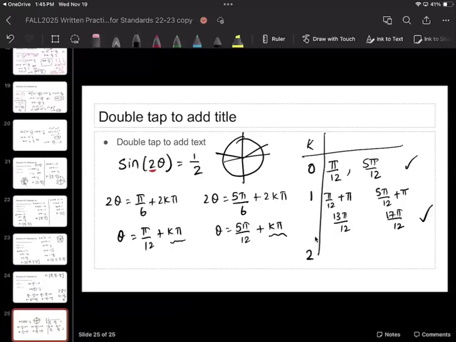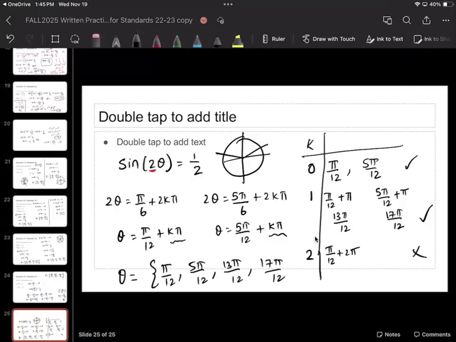Then you make k equal to 2. When you make it equal to 2, you're going to have pi over 12 plus 2 pi. Now that is already going to put you over 2 pi, isn't it? So you don't have to even bother going there. So what are your solutions then? Your solutions will be pi over 12, 5 pi over 12, 13 pi over 12, and 17 pi over 12. So that's how you come up with the answer.